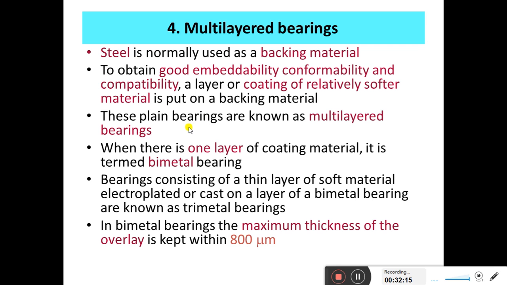And here of course we can use a plain bearing as a multi-layered bearing. If a single layer is used, it's a single layer bearing. Multi-layer means double layer or more, and it also depends on the thickness. If the thickness is less, it's a single layer. If the thickness is more, 800 microns, it is a tri-layer. Like this we categorize. If there is more deposition, again the cost will be more.